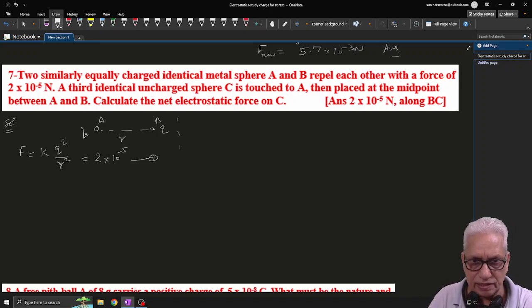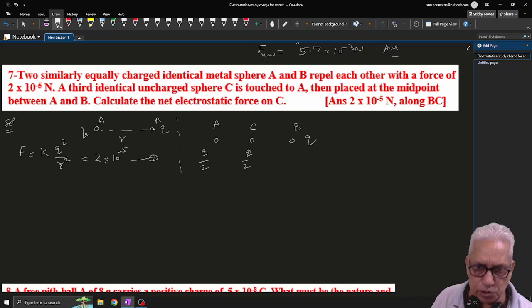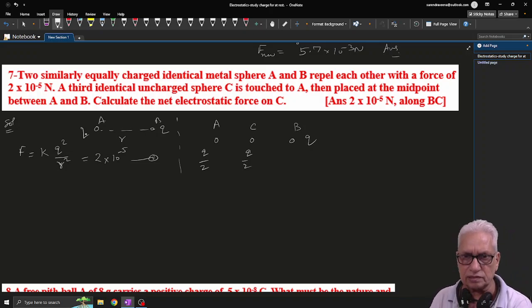Now what are we doing in this? Here A is touching C, an uncharged body. So the charge on A is shared half and half with C, and B has no touching here, so there is no change in the charge Q. So now what are the charges? Q by 2 on A, Q by 2 on C, and Q on B. But the gap will be half. It will be R by 2 and R by 2.